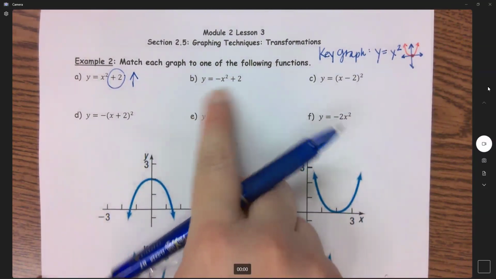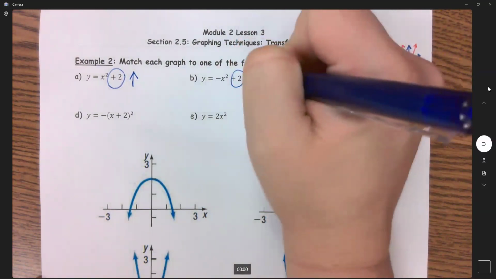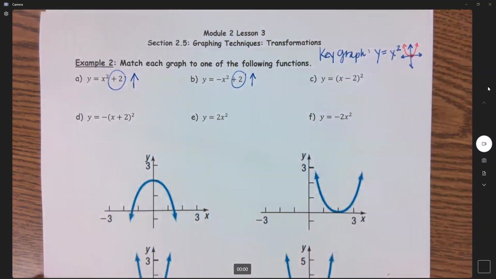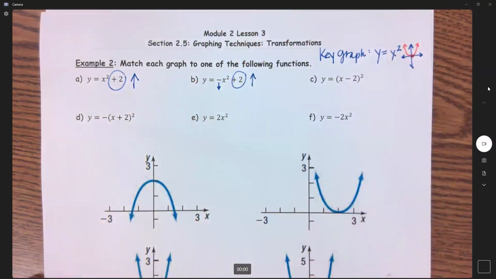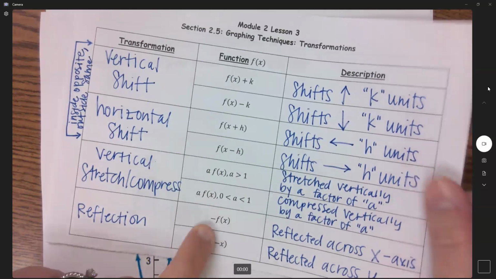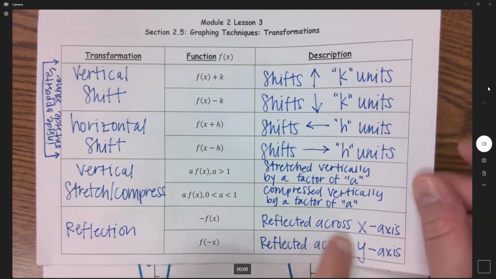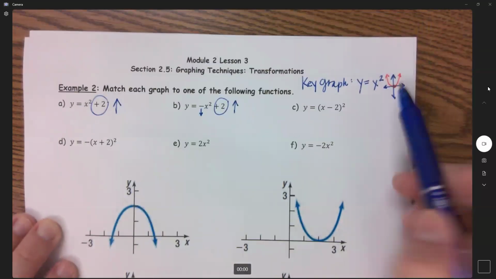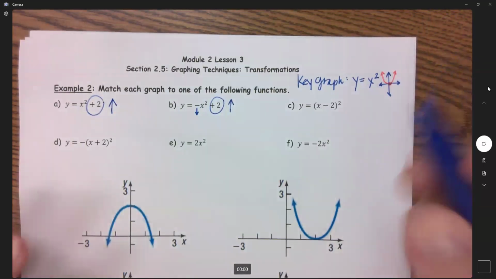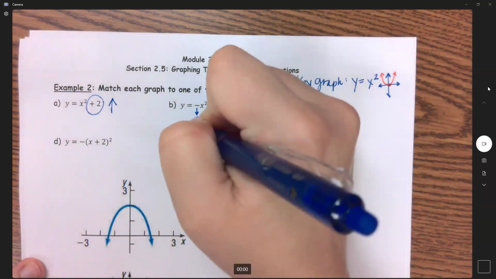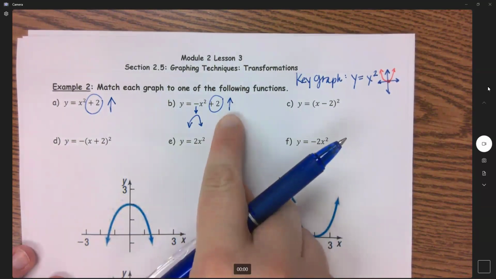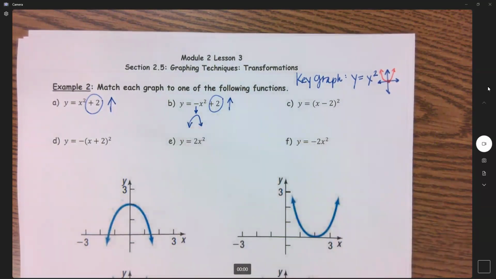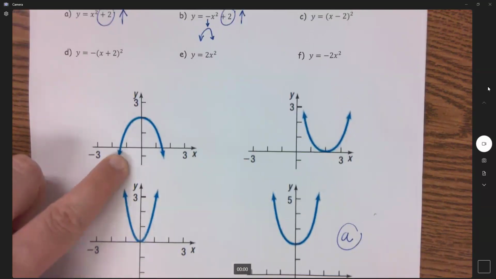Now this one has two things going on. It still has a plus 2 at the end, so it is still going up. But what does this negative do? When you have a negative out front of the function, it reflects it across the x-axis. So instead of this parabola opening up, now it's going to open down. So which graph has been moved up 2 units, but now is upside down? That's this very first one right here.